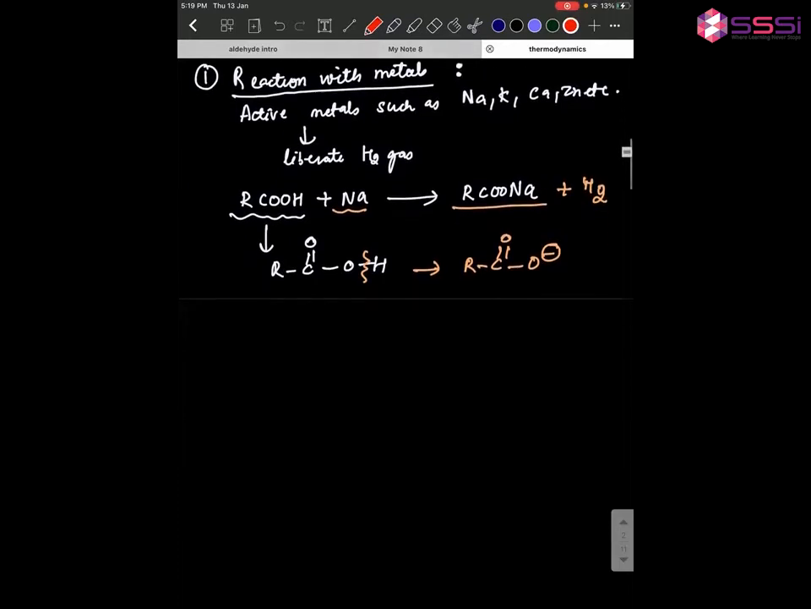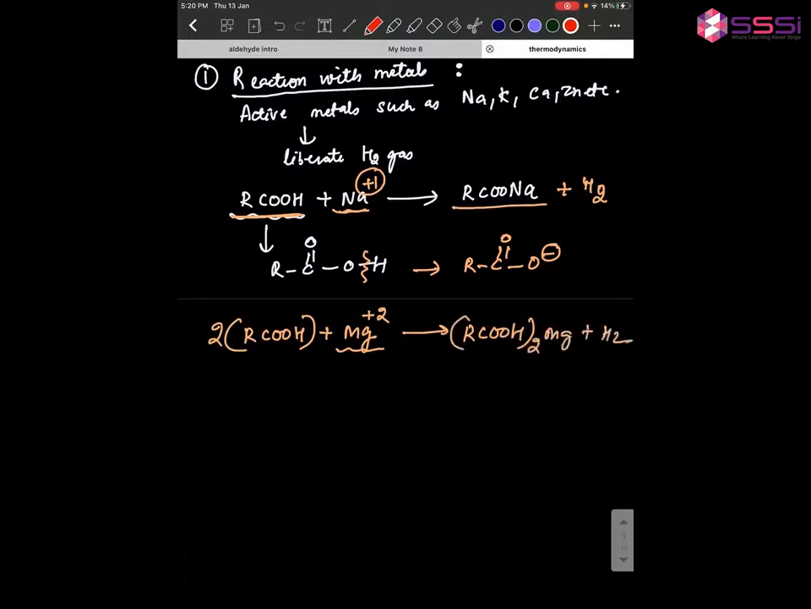Similarly, we can take any other metal. For example, I'm taking RCOOH and Mg. Sodium has a +1 charge, and magnesium has a +2 charge. If the metal has +1 charge, we take one molecule of acid, and if the metal has +2 charge, then we take 2 carboxylic acid molecules. These two molecules give us the product like this, and hydrogen gas is liberated. So this was the reaction with metals.